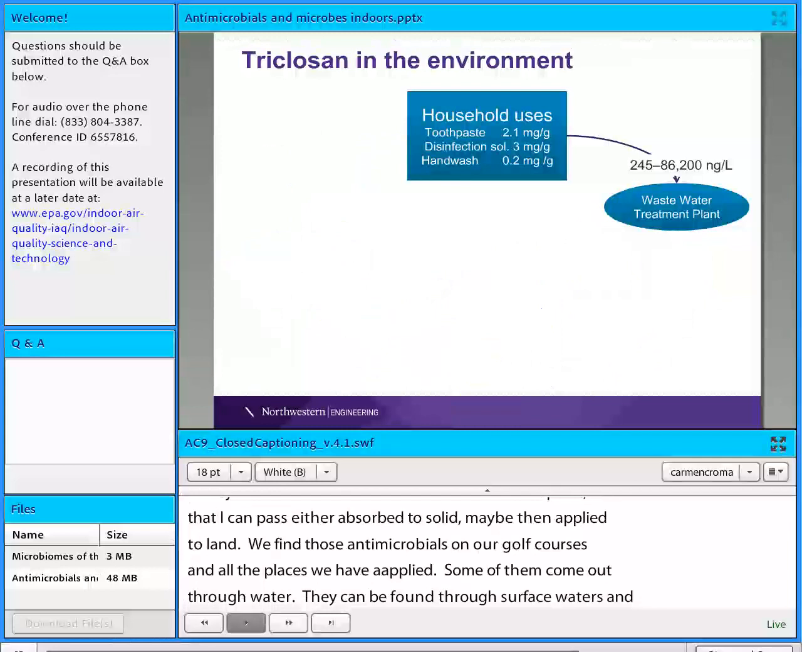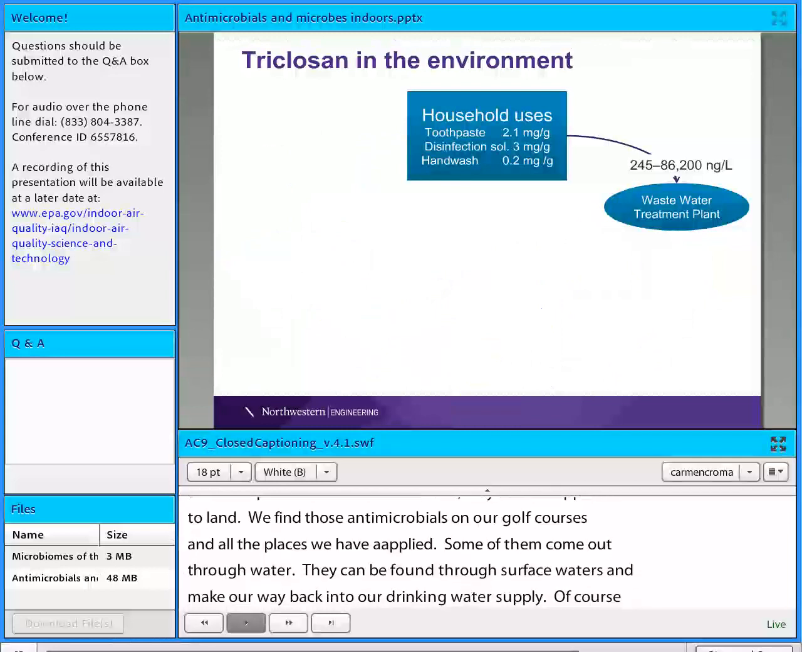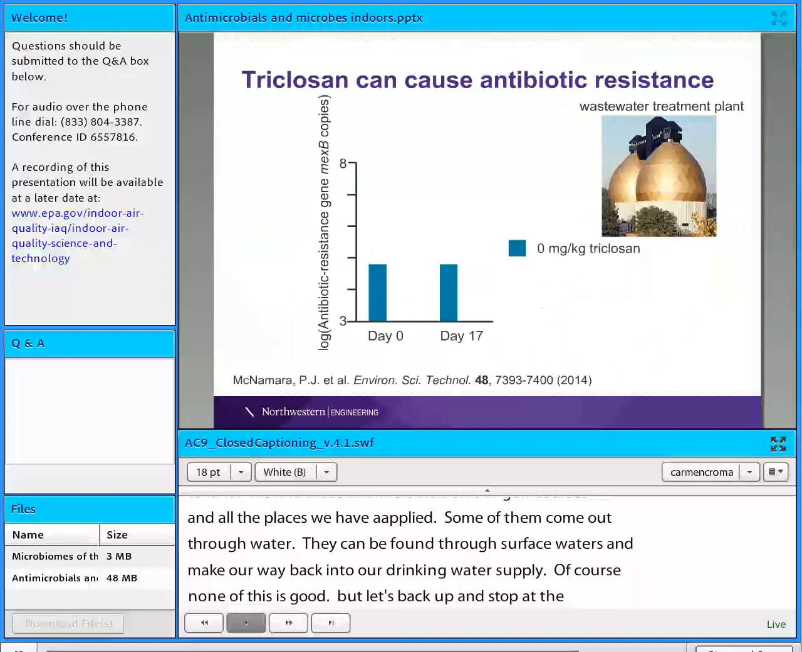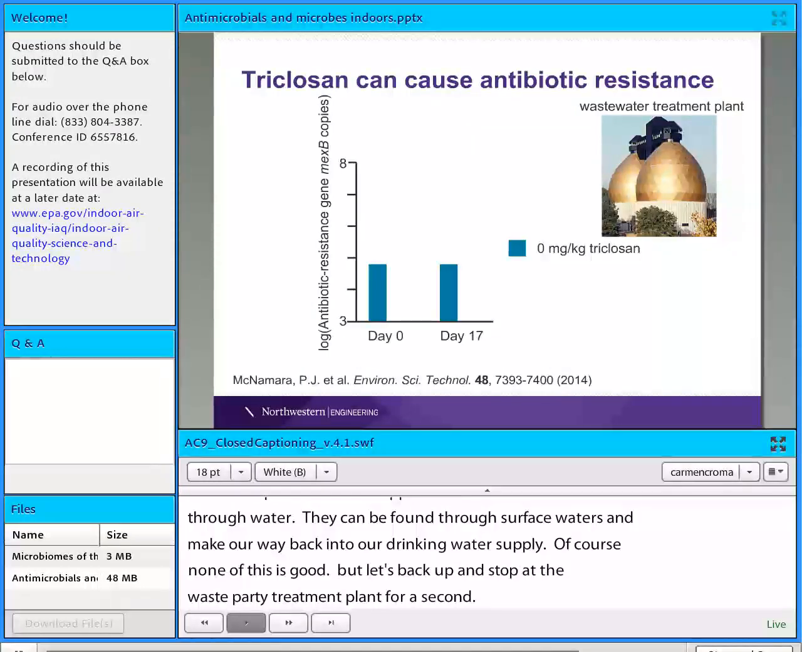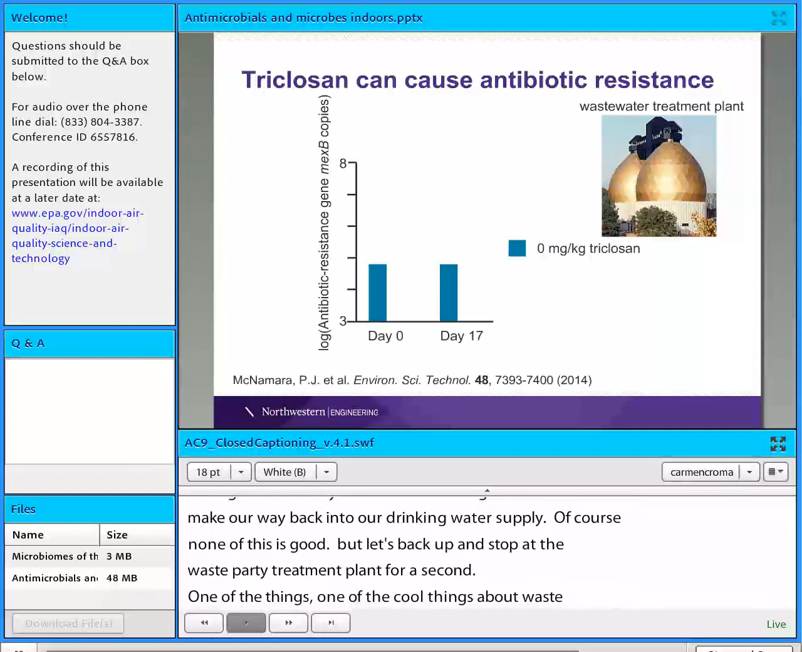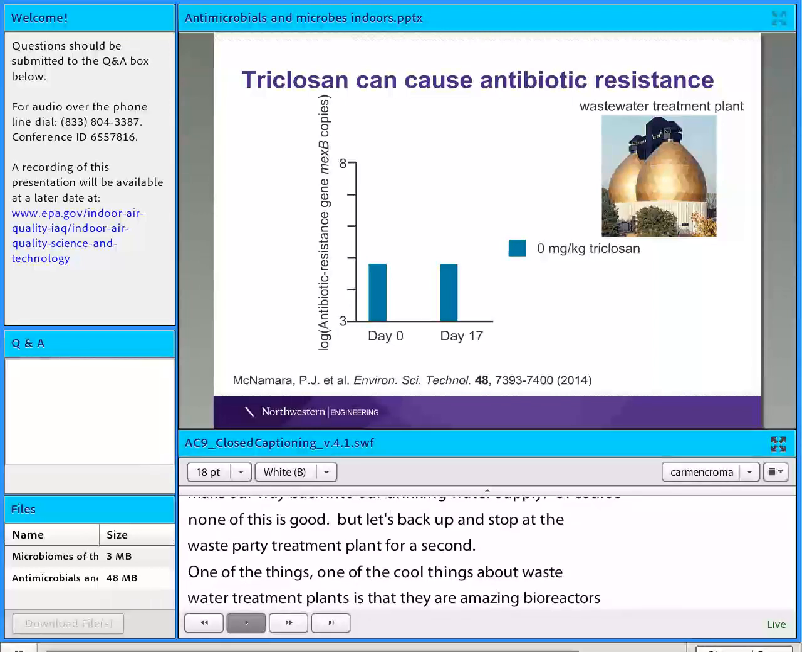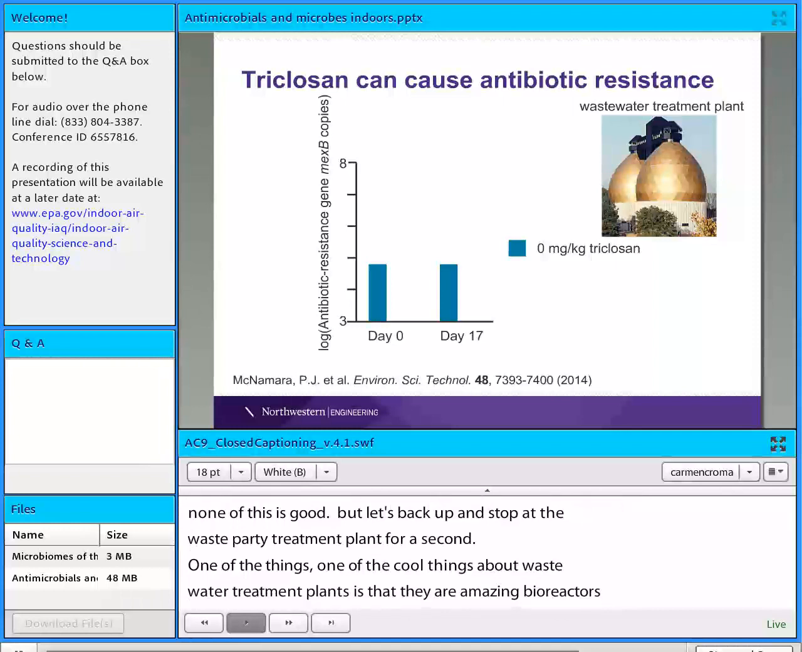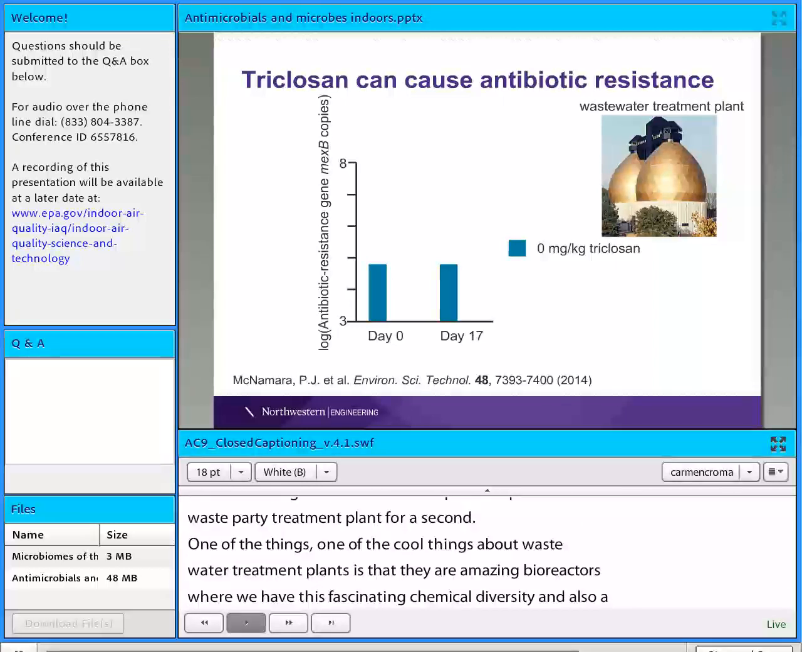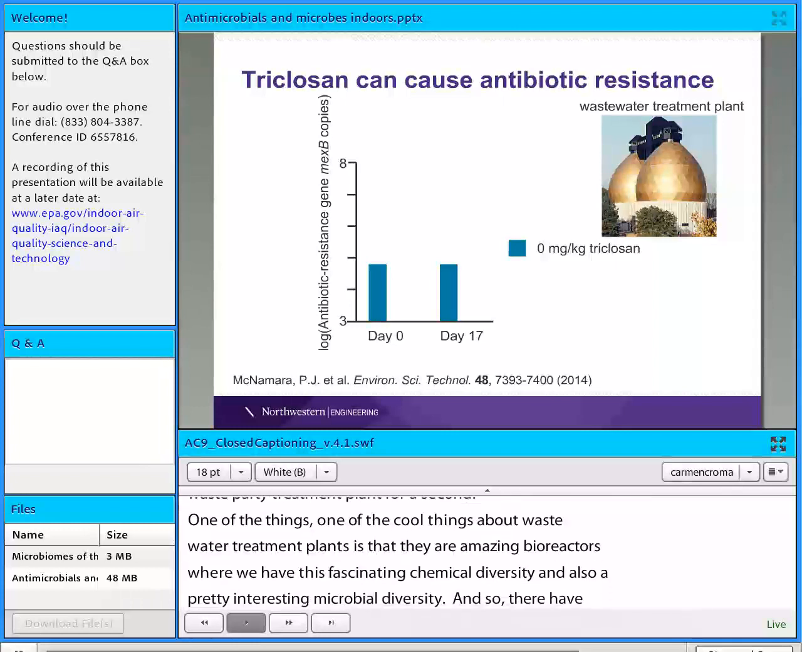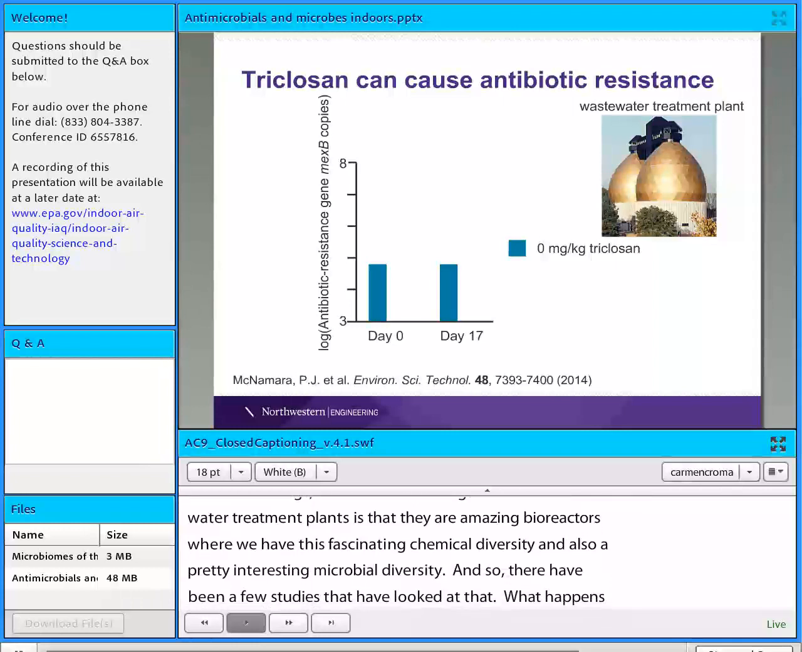So of course, none of this is good, but let's back up and stop at the wastewater treatment plant for a second. One of the cool things about wastewater treatment plants is that they are amazing bioreactors where we have this fascinating chemical diversity and also a pretty interesting microbial diversity. And so there have been a few studies that have looked at what happens to the microbes in the wastewater treatment plant when they're exposed to triclosan.